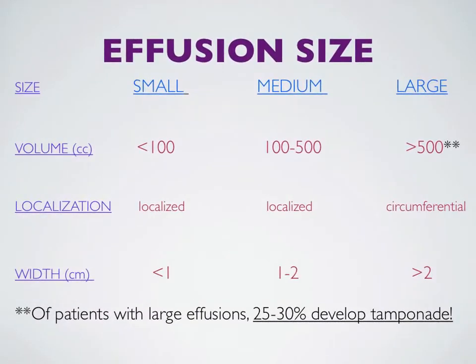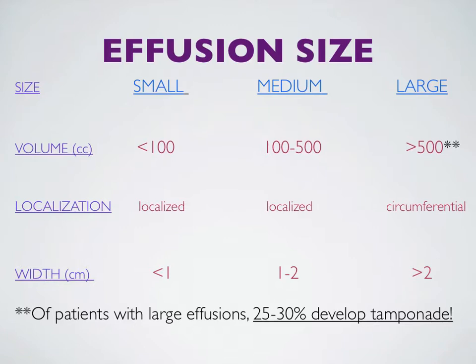It's often important to talk about the size of the effusion. It's good in terms of communicating the size to other clinicians, and it's very important in terms of following the effusion. A small or medium-sized effusion in a critically ill patient can develop into a large effusion that can cause tamponade. And again, tamponade from a large effusion occurs in 1/4 to approximately 1/3 of the patients.